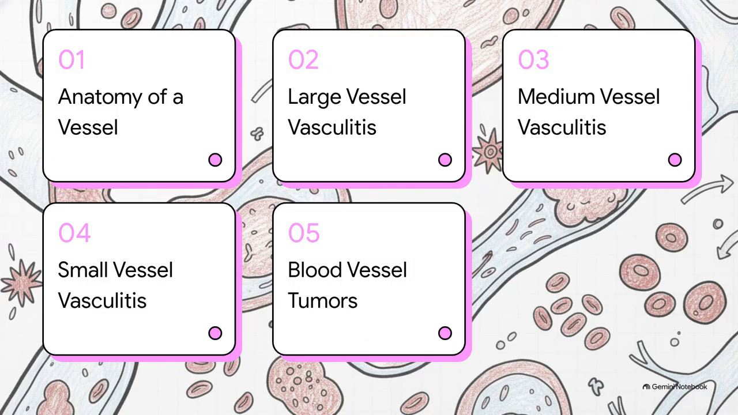Here's our roadmap for today. Number 1, anatomy of a vessel. 2, large vessel vasculitis. 3, medium vessel vasculitis. 4, small vessel vasculitis. And finally, number 5, tumors of the blood vessels.